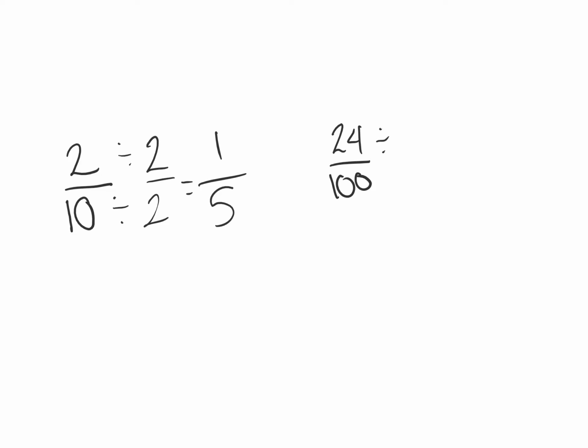So from here we can divide the numerator and we can divide the denominator by 4, because that's the greatest common factor, and we are left with 6/25, because 24 divided by 4 is 6, 100 divided by 4 is 25.